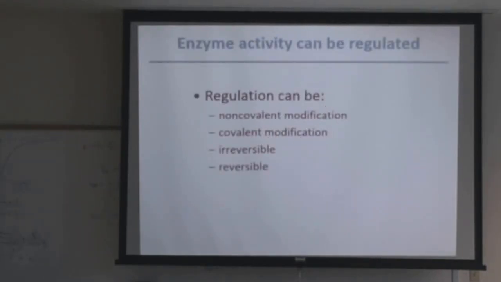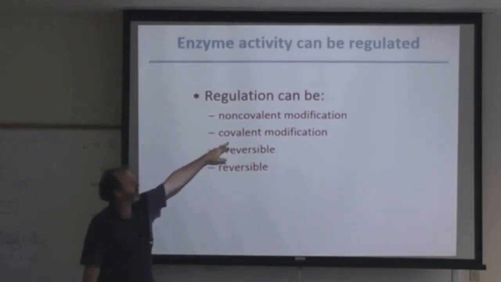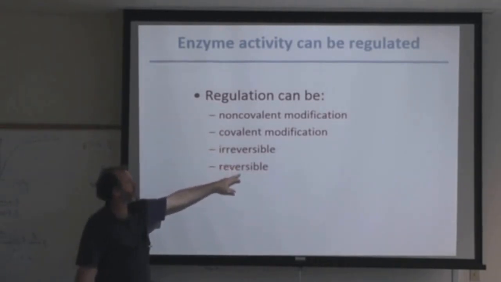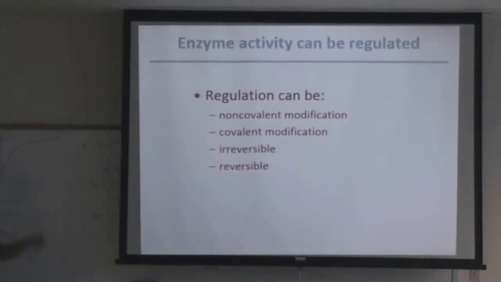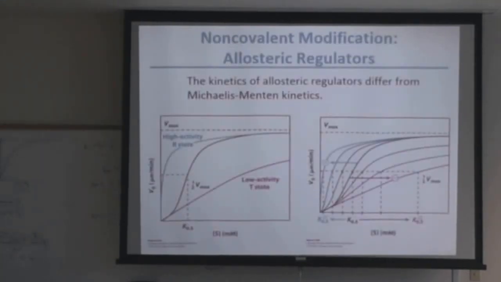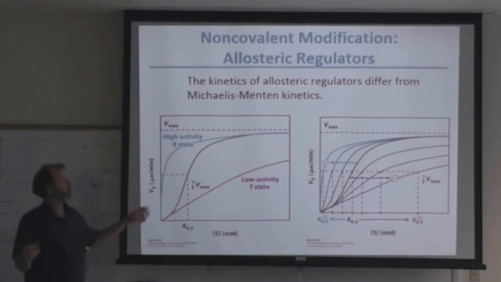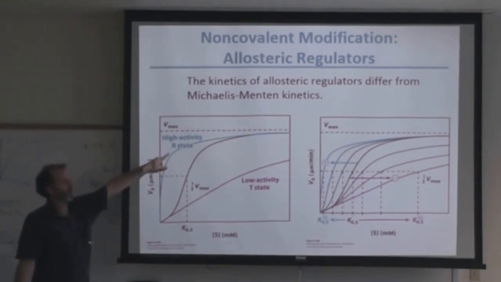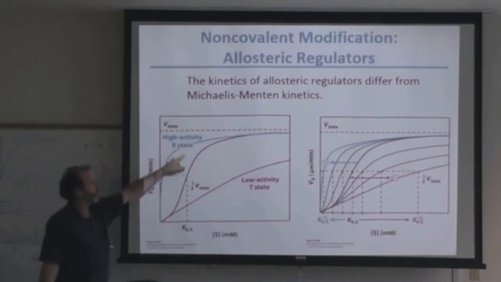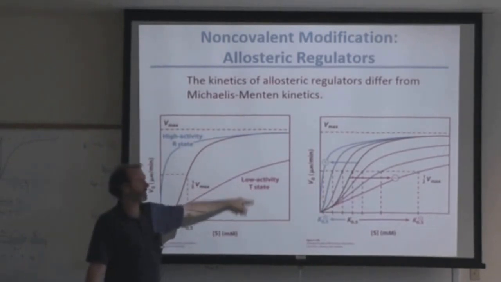So enzyme regulation. Regulation of enzyme activity can result from non-covalent modifications or covalent modifications, reversible or irreversible. I said those backwards. So one example of non-covalent modification is allosteric regulation. In allosteric regulation, basically you have two states of the enzyme: the high activity R state, which stands for relaxed, or a low activity tense state.